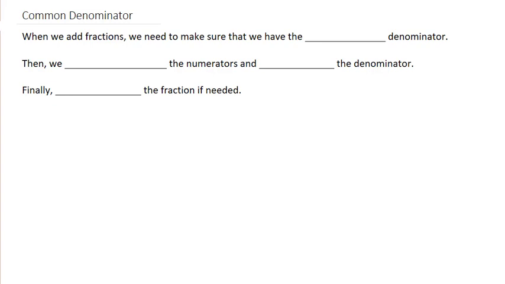Common denominator. When we add fractions, we need to make sure that we have the same denominator, which is the bottom number. Then we're going to add the numerators together, and we're going to keep, which is very important, the denominator. And then finally, we will reduce the fraction if needed. So let's go look at an example.